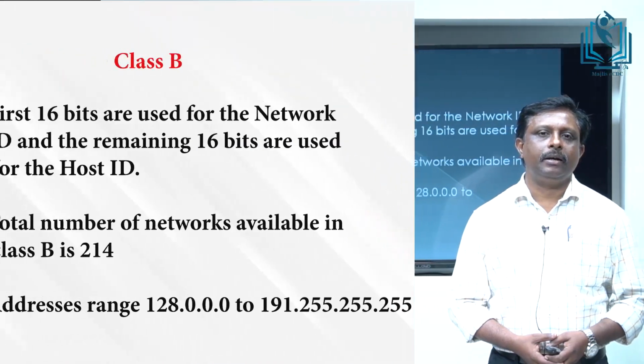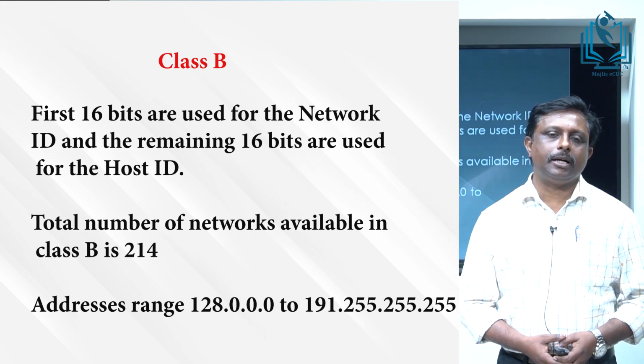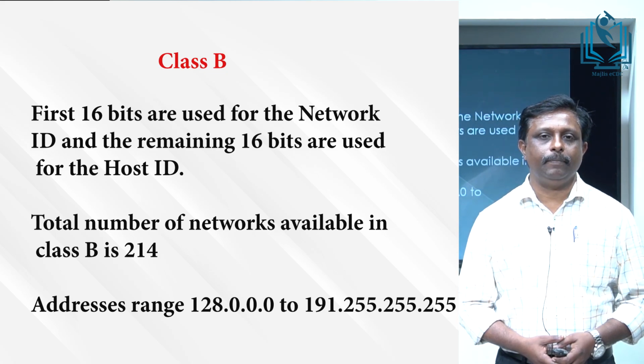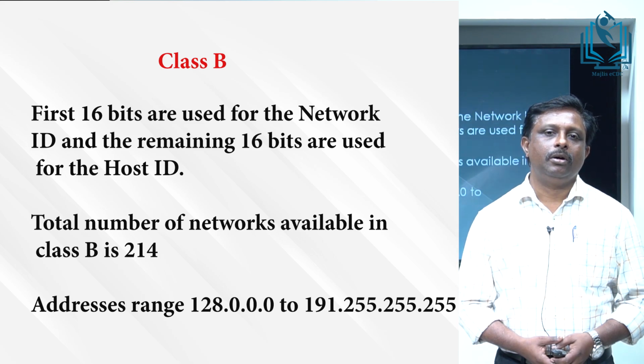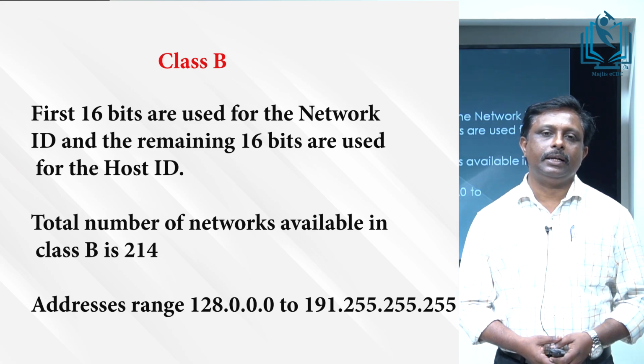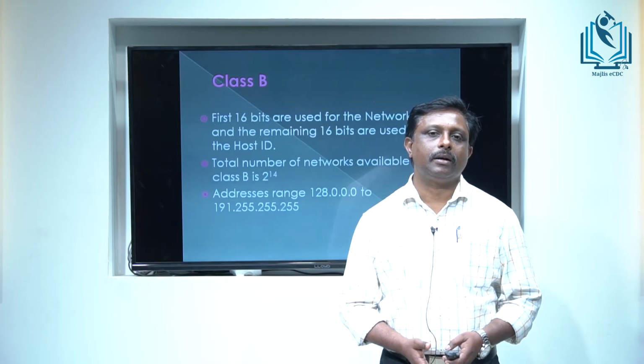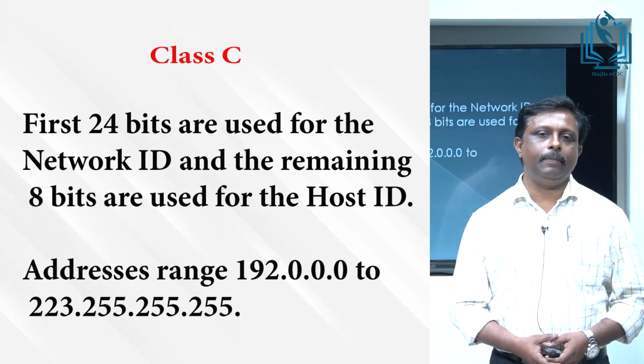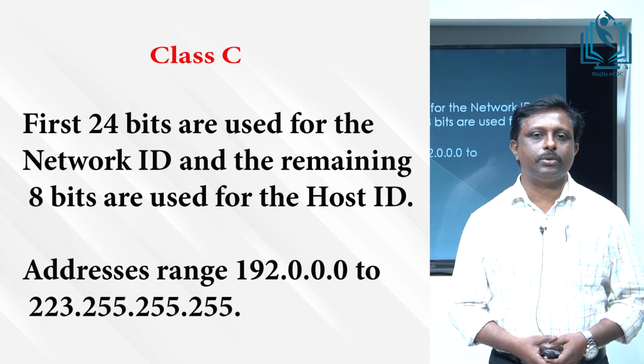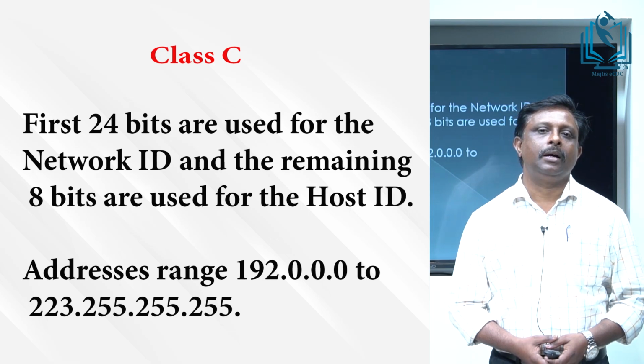Next, class B. In class B, the first two octets are used for net ID and the last two octets are used for host ID. That means 16 bits are used for net ID and 16 bits are used for host ID. The range of IP addresses used in class B is 128.0.0.0 to 191.255.255.255.